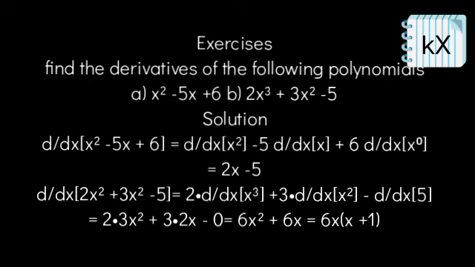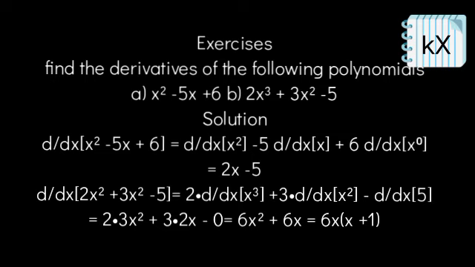When you add them, we simply need to differentiate each of the given functions, then add. Also for the subtraction, we have the same rule. We differentiate each of the terms in the polynomial to give us the derivative of the function. Now let's find the derivative of the following polynomials: a, x squared minus 5x plus 6, b, 2x cubed plus 3x squared minus 5.